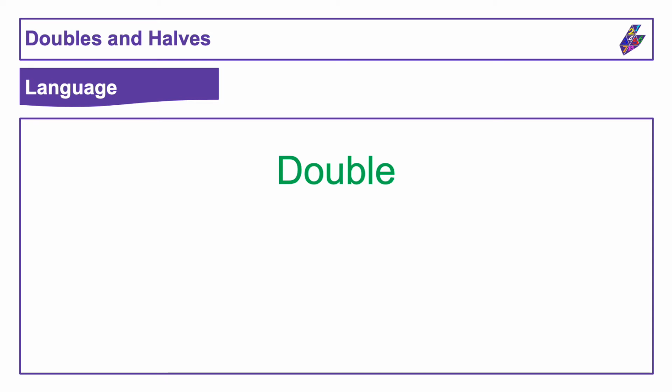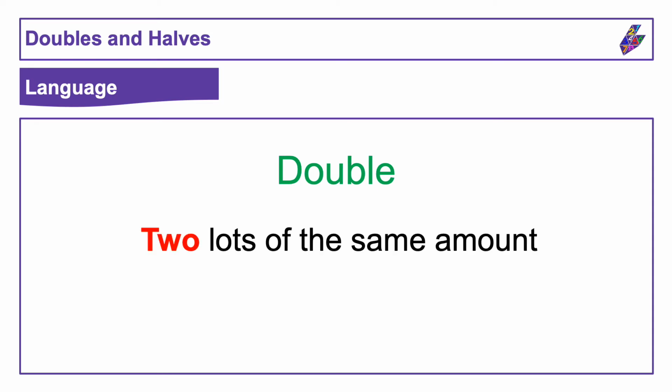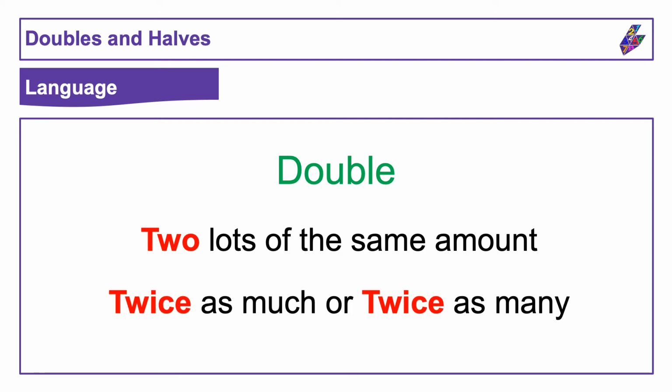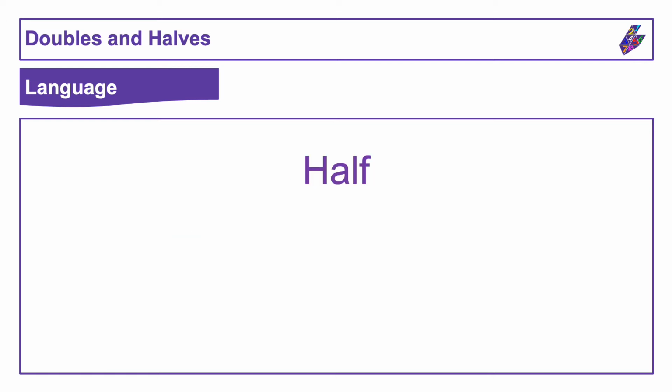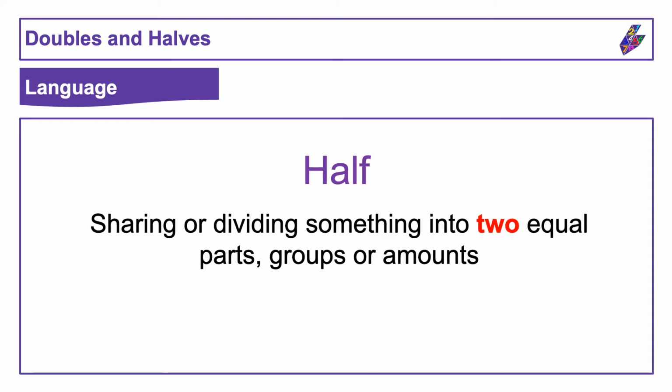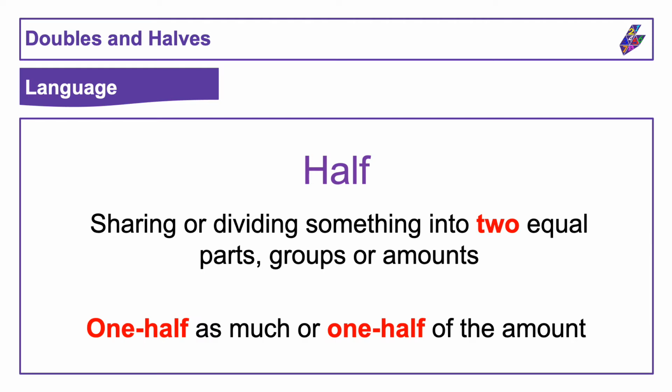Double can mean that you have two lots of the same amount, or it might mean that you have twice as much or twice as many. Half can mean sharing or dividing something into two equal parts, groups, or amounts. Or you might say that you have 1/2 as much, or 1/2 of the amount.